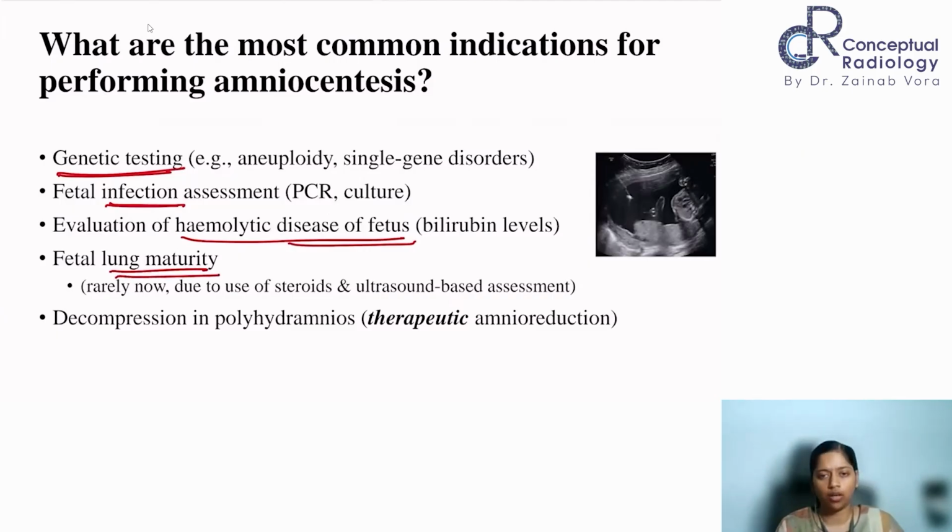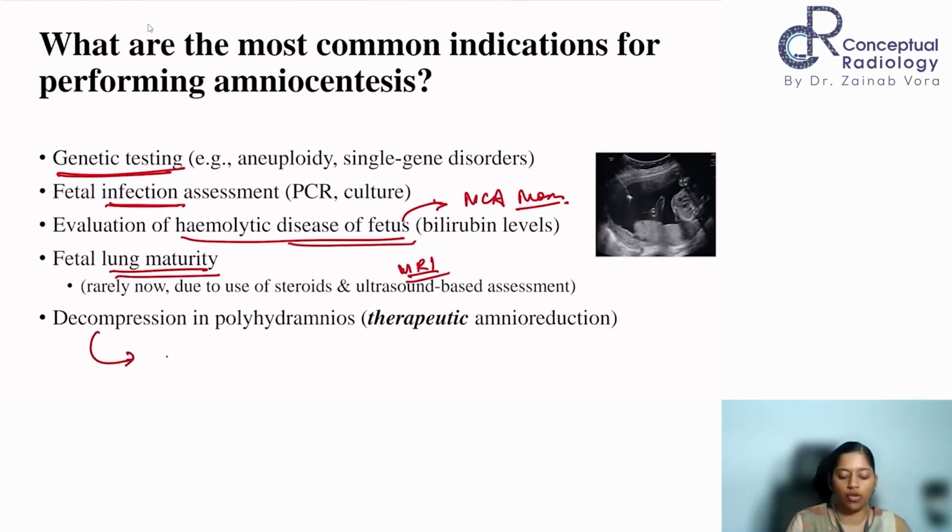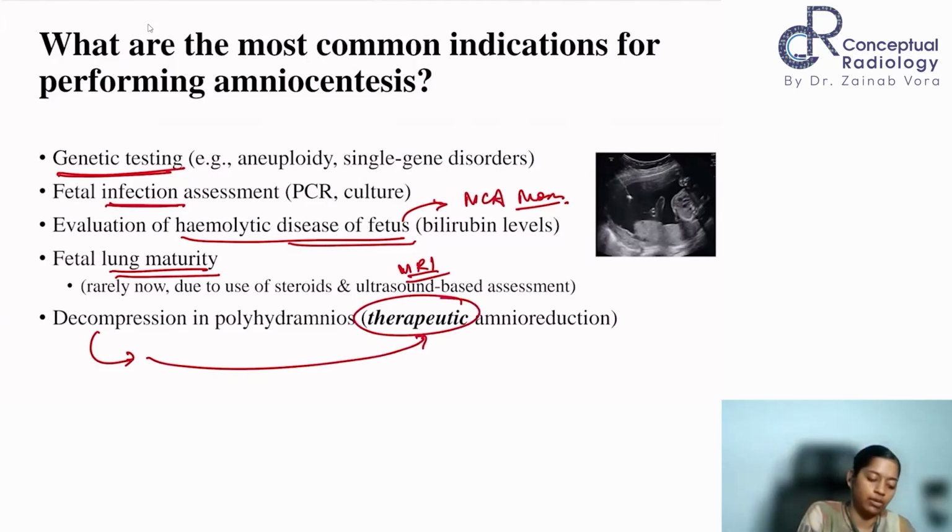However, these things are now lower down because you have separate ways to monitor these fetuses. You look for MCA PSVs, and for lung maturity, we have ultrasound and MRI based workups. And decompression of fluid in polyhydramnios is the therapeutic component of amniocentesis. The above were all the diagnostic components, but amniocentesis can be done therapeutically also.